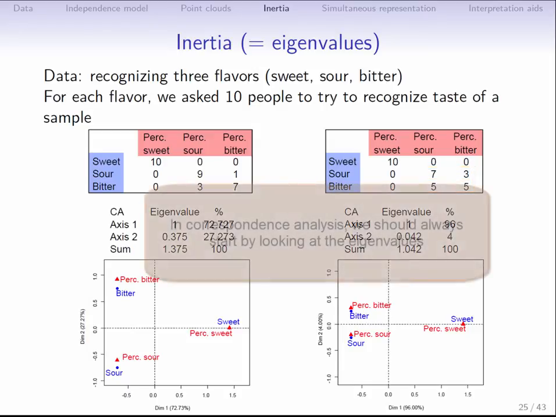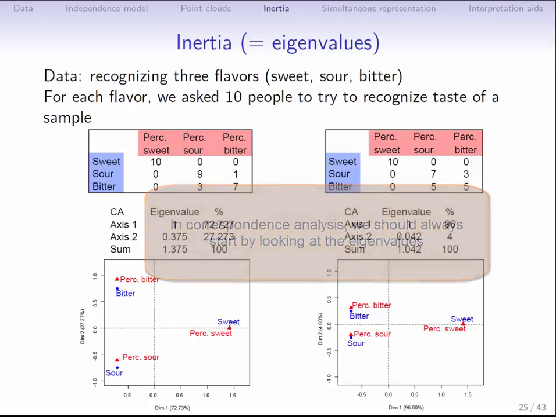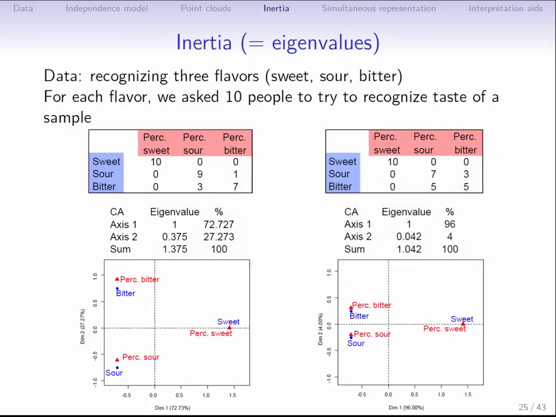Really, this means that in correspondence analysis, we should always start by looking at the eigenvalues, because it shows whether the links we find in the data are weak or strong. The graphical output doesn't show us this because it doesn't give information on the strength of links, only their type. Here, the link is simply that sour is mostly associated with perceived sourness and bitter with perceived bitterness.